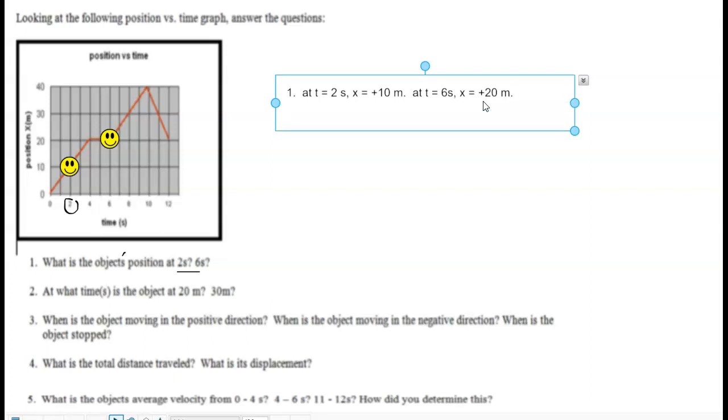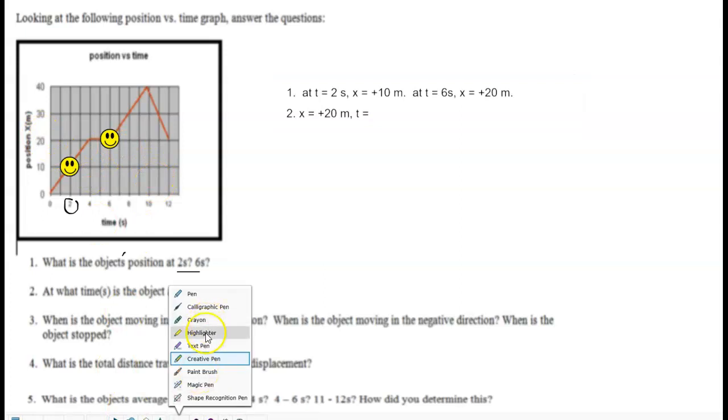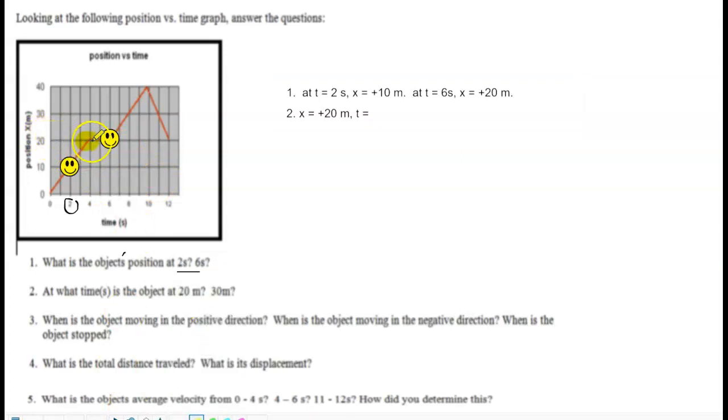Number 2 is asking for what is the time or times when the object's at 20 meters. So x is equal to positive 20 meters, and we want to know when the times are equal to what. So it's kind of the reverse process. So we're going to start at 20 and go over until we hit the line. So it looks like there, that section here, and it's a little off.